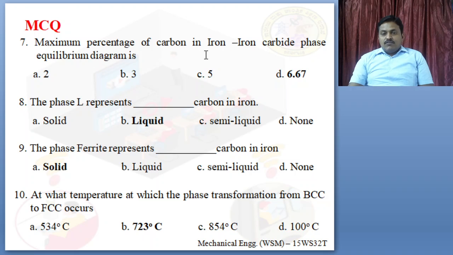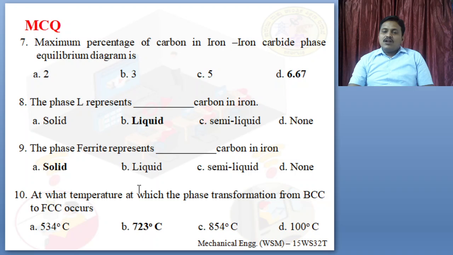Maximum percentage of carbon in iron. Okay, so the maximum percentage of carbon in iron is what? 6.67%. The phase L represents dash carbon in iron. It is liquid. The phase ferrite of carbon in iron is a solid.